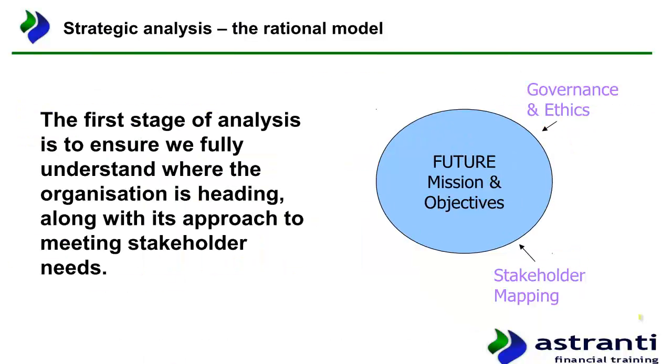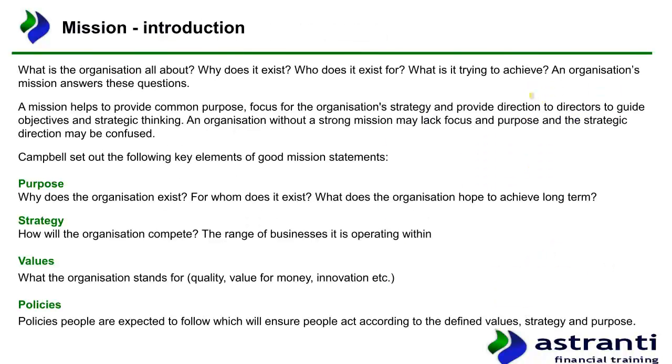Now, if you don't know where you're going, it's very unlikely that you're going to get there, at least not in the most efficient way. So the first stage of analysis is always to ensure that you fully understand where the organisation is heading, along with its approach to meeting stakeholder needs. And that's why we need to do our stakeholder mapping early on in the game, so we understand who the players are.